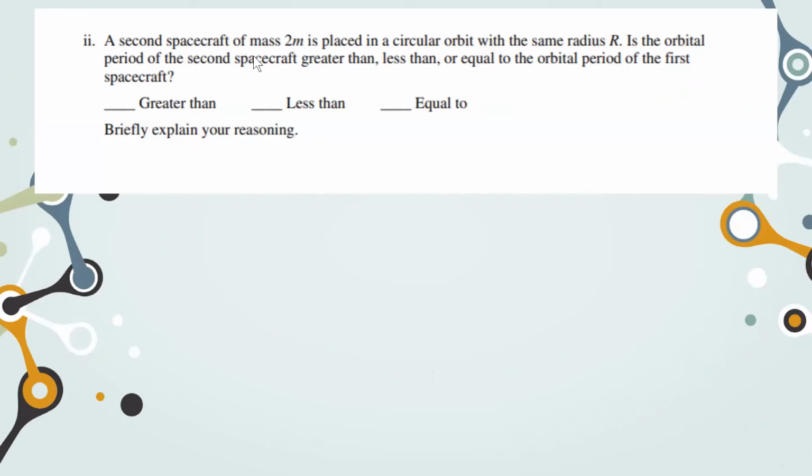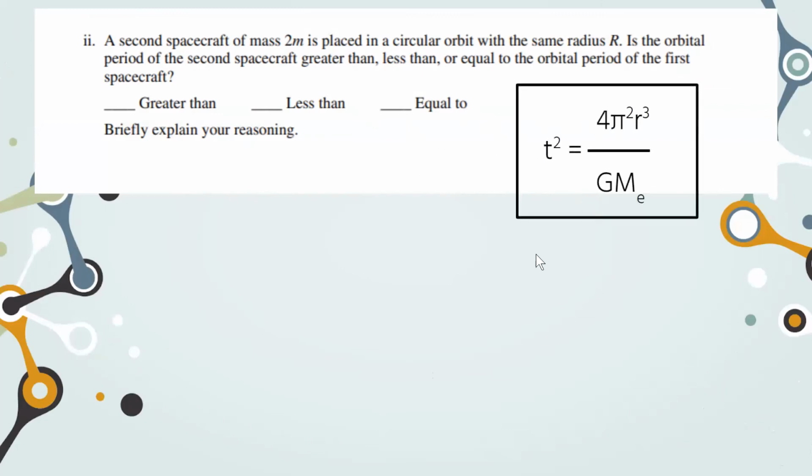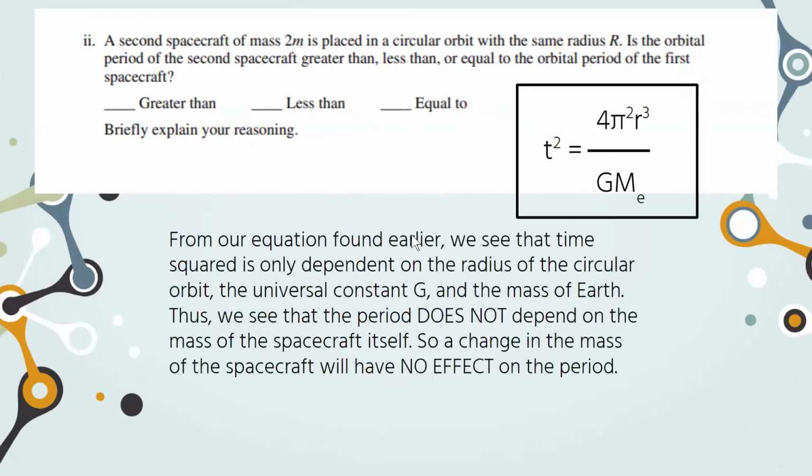Well, we're asked to compare the orbital periods given a change in mass. Let's take a look back at our equation from earlier. From our equation found earlier, we see that the time squared is only dependent on the radius of the circular orbit, the universal constant G, and the mass of the Earth. Thus, we see that the period does not depend on the mass of the spacecraft itself, as there's no m in this equation, or little lowercase m. So a change in the mass of the spacecraft will have no effect on the period. Thus, we can cross off equal to as the correct answer.